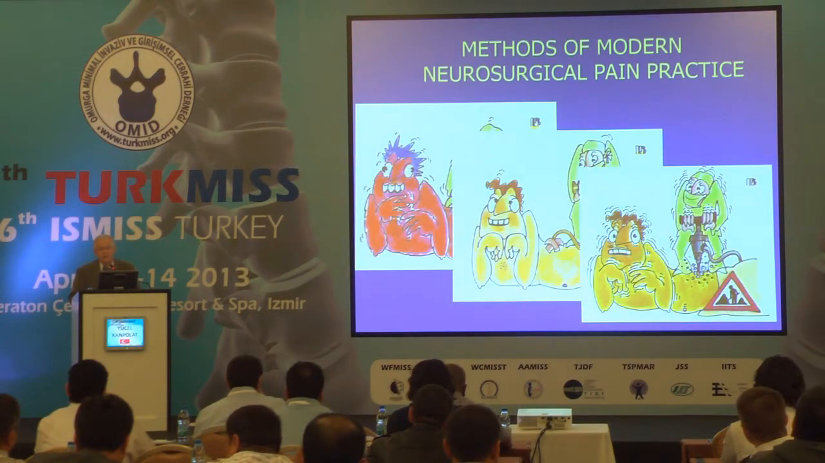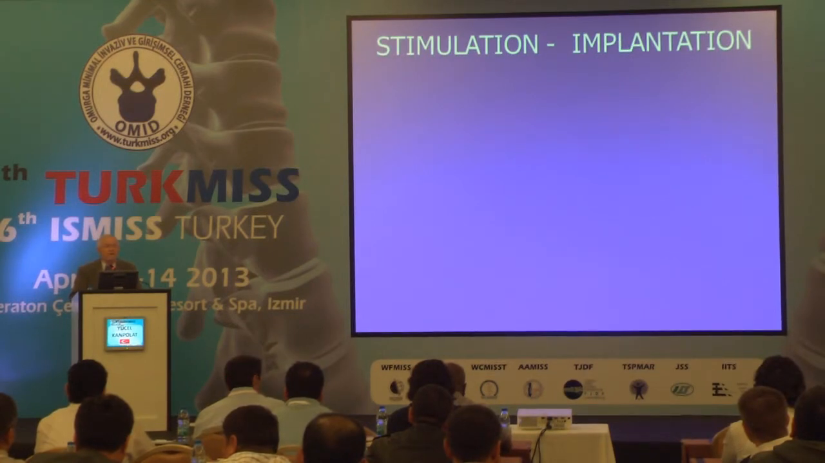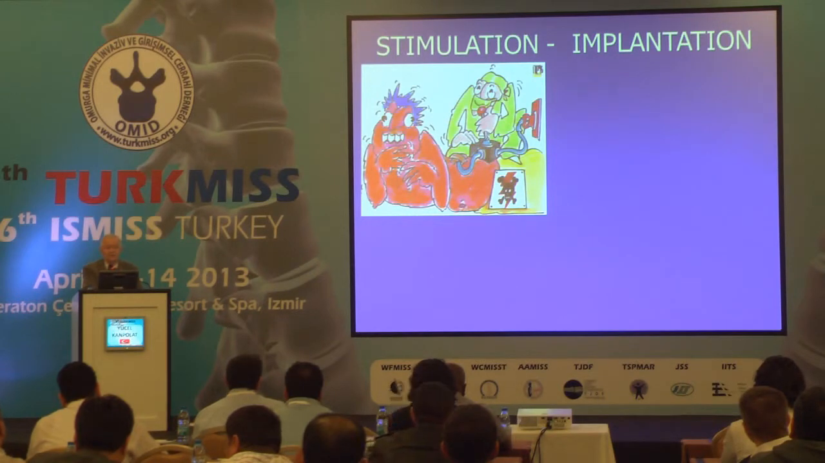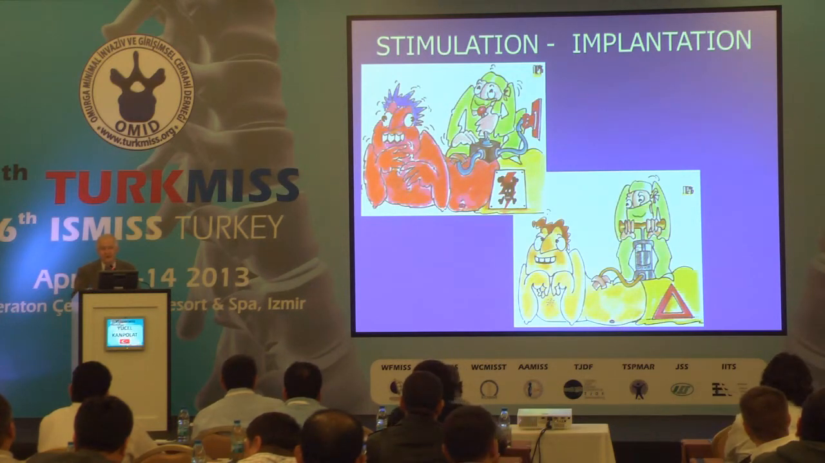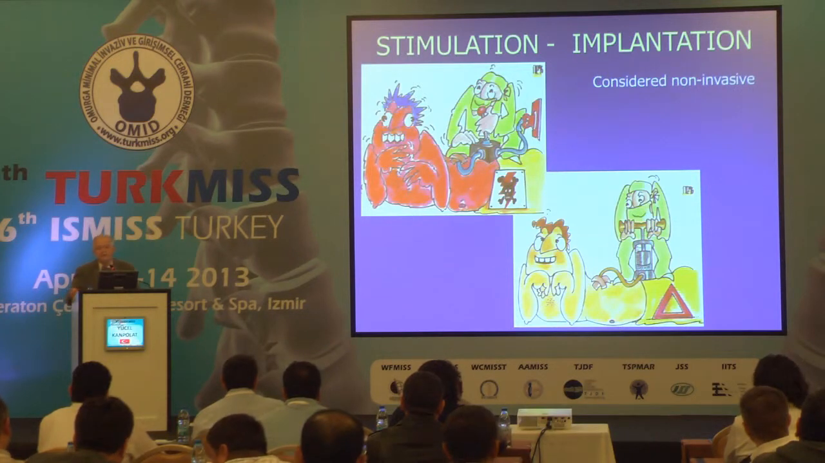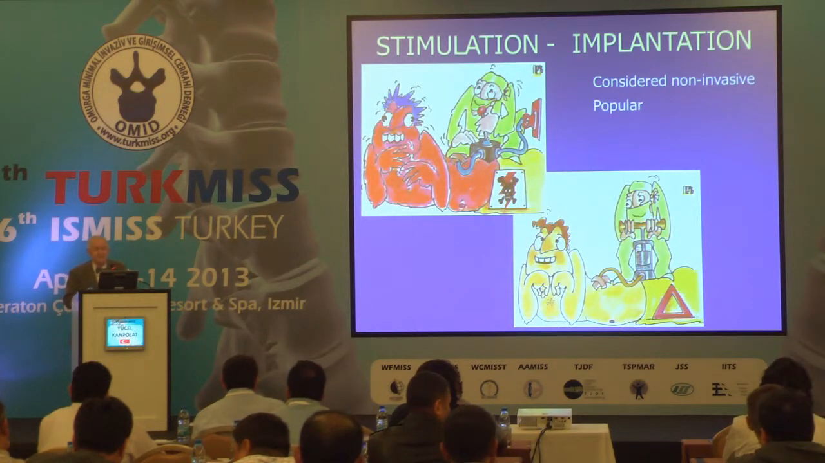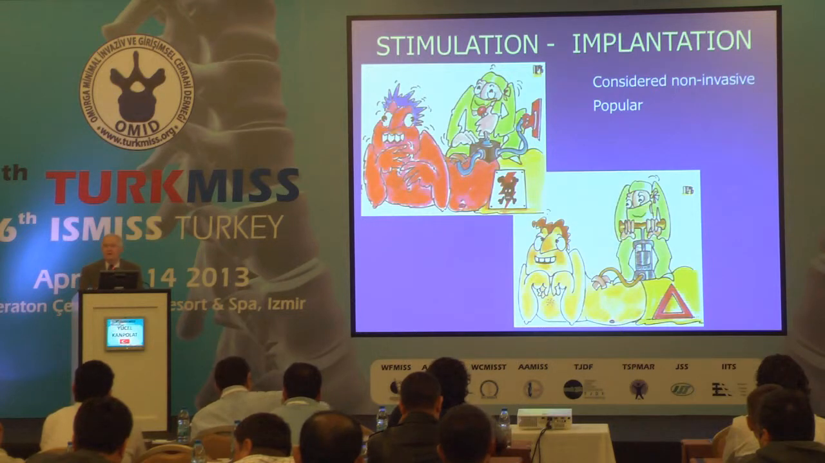Why do we prefer destructive pain surgery? We also use stimulation and implantation. These drawings were made by a special artist in one second. I described the problem and he made this in one second. This is the implantation. We are going to give electrical stimulation. We are going to give drugs inside the tissue, inside the target organ. Consider that this is the non-invasive method, and it is so popular because the companies push these procedures properly. Its only problem is that it is expensive. It is not easy to tolerate the stimulation system.